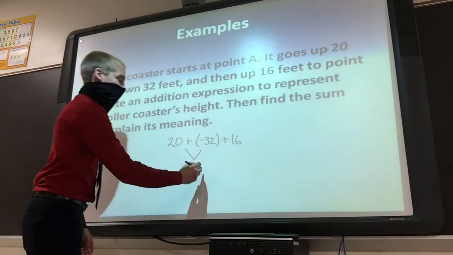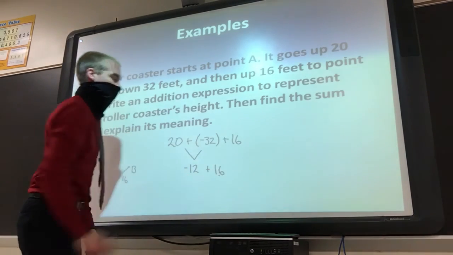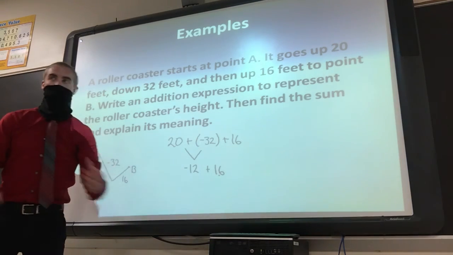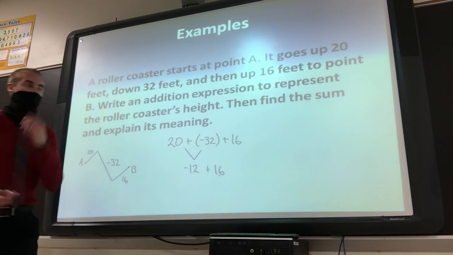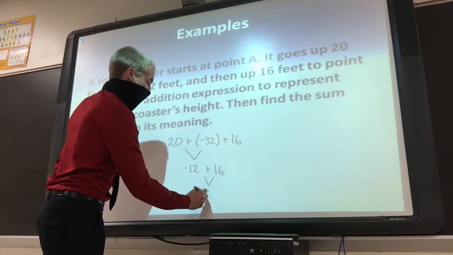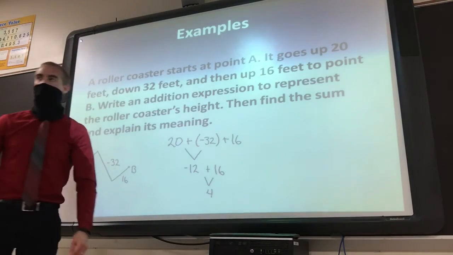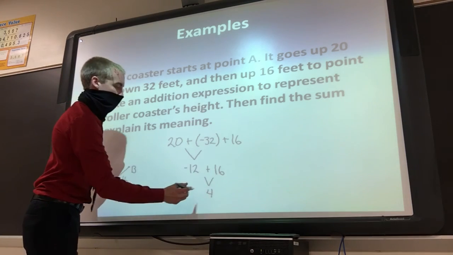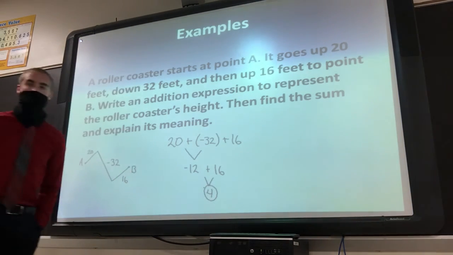And then we've got negative 12 plus 16. Add or subtract? Subtract. Negative and positive, different signs, we subtract. 16 minus 12 is 4. Positive or negative 4? Fiona? Positive. Positive 4. 16 is the bigger number, and 16 is a positive.